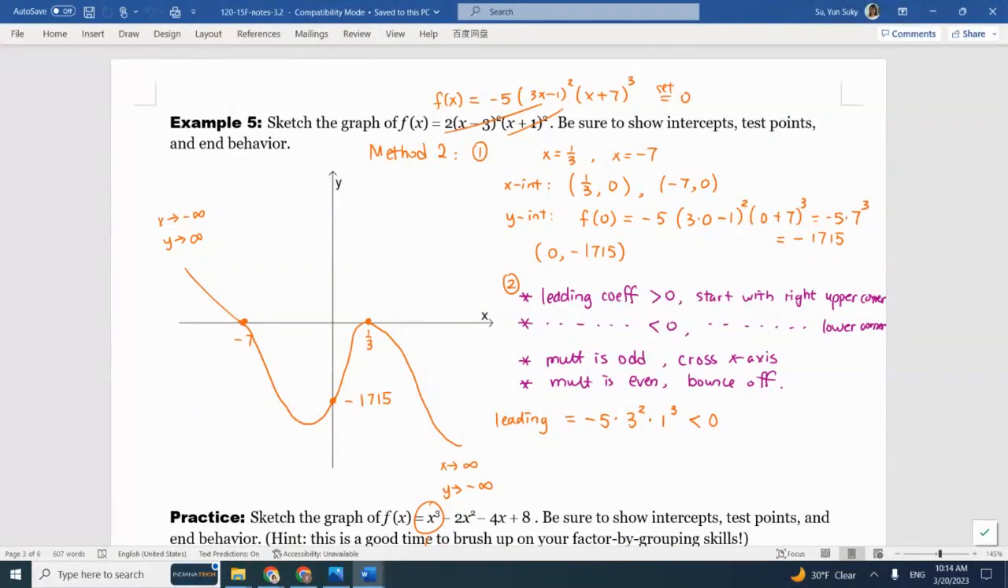Common mistake: when students see this problem, instead of factoring, they multiply out. Do not multiply out. We want factor. Everybody say factor. Factor. Factored. Okay. That is the first step. If it's already factored, perfect. Then set each factor equal to 0. So set this factor equal to 0, we get x is 1/3. Set this factor equal to 0, we get x is -7.